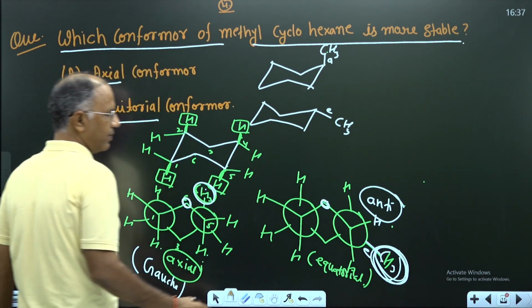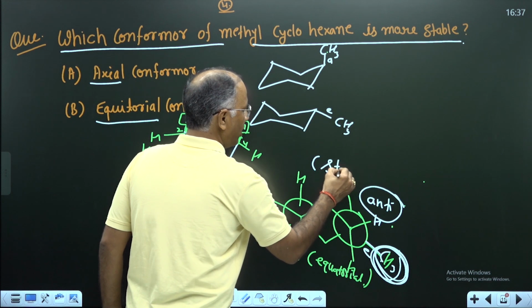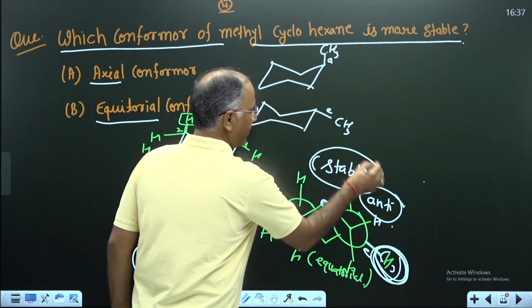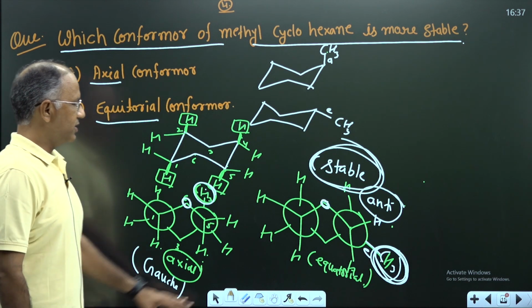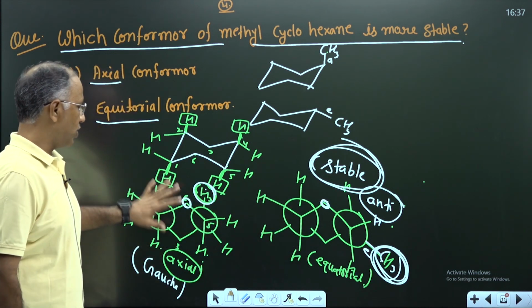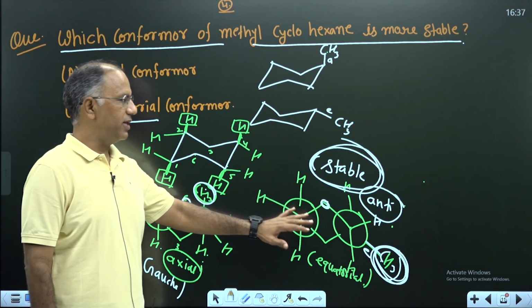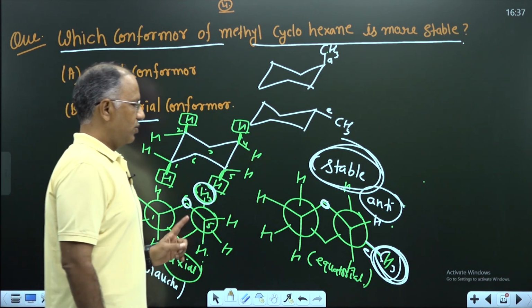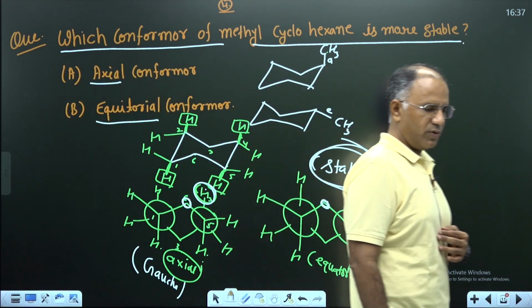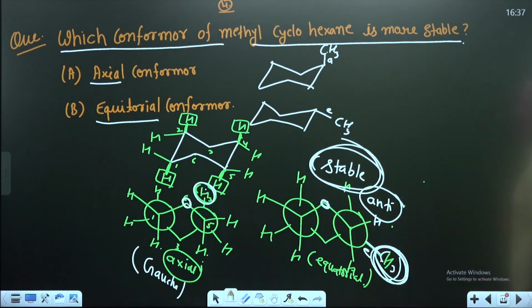So, which one is more stable? The equatorial is more stable because it is our anti-conformer. Got it? This is the anti-conformer and this is our gauche conformer. Therefore, anti is more stable. Therefore, equatorial is more stable than the axial conformer. So, first of all, write down the Newman projection and just write a statement in your notes: equatorial is more stable than axial conformer.